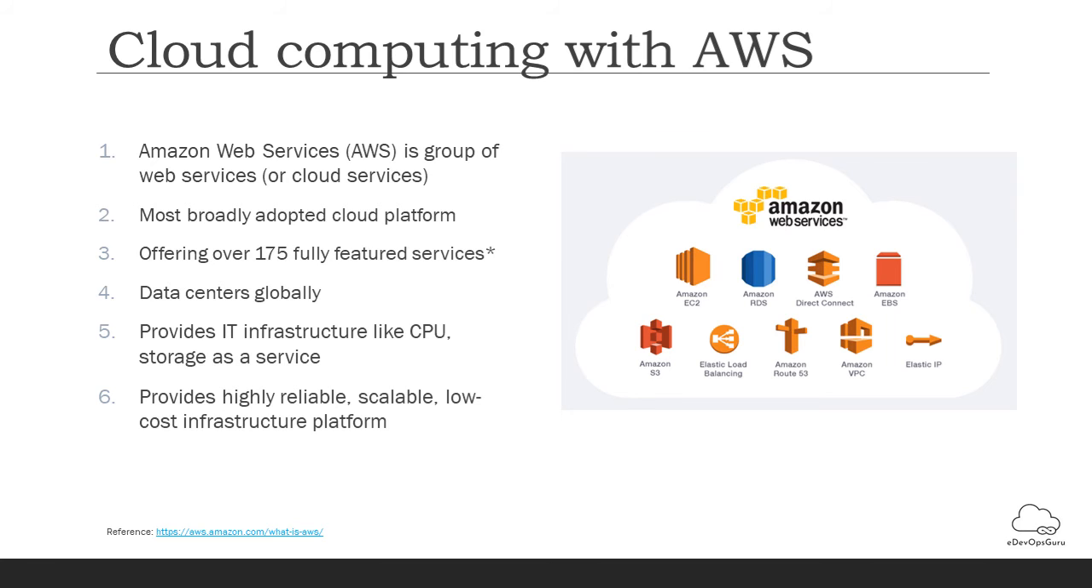As we have already discussed, Amazon Web Services is a group of web services. It is the most broadly adopted cloud solution in the world as of now. Its data centers are spread across the globe. It provides infrastructure like CPU and storage as a service, and it provides a highly reliable, scalable, low-cost infrastructure platform.